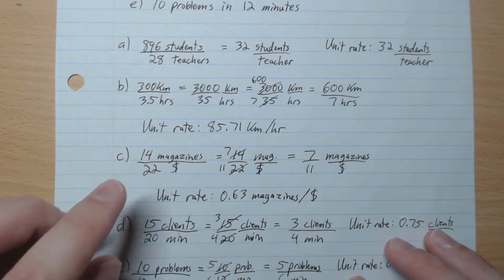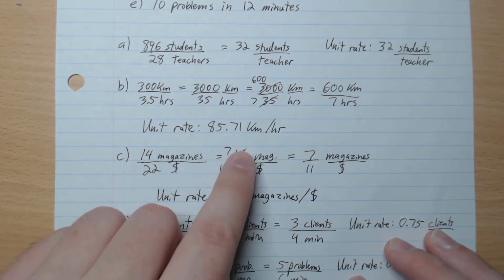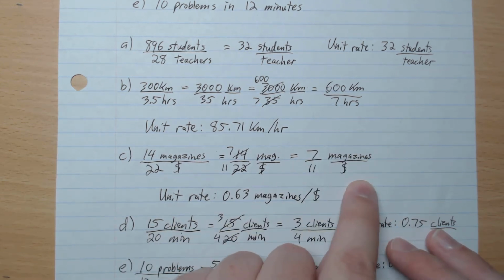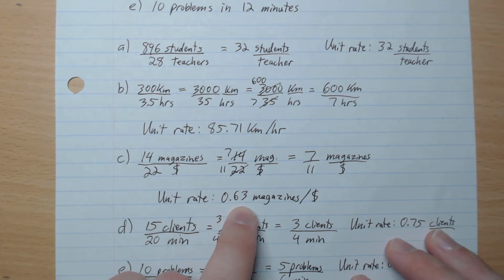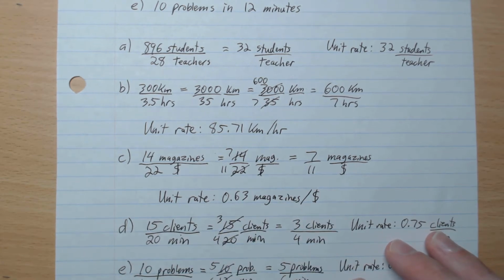C, 14 magazines over $22 reduces to 7 magazines per $11. Perform that division to get the unit rate, so we get 0.63 magazines per dollar.